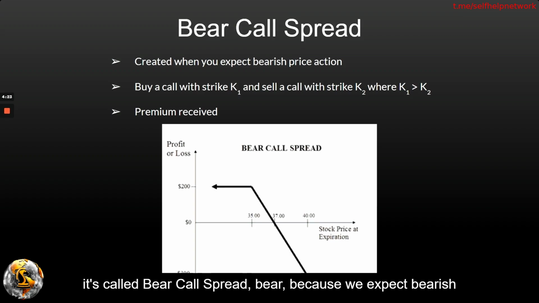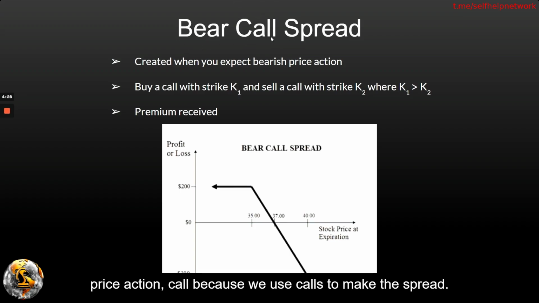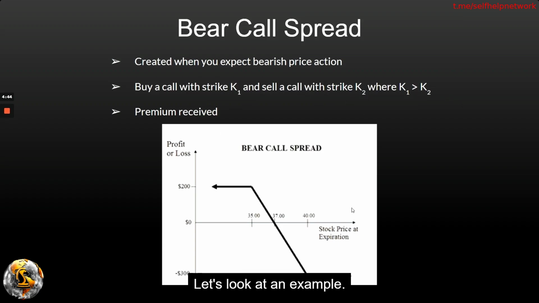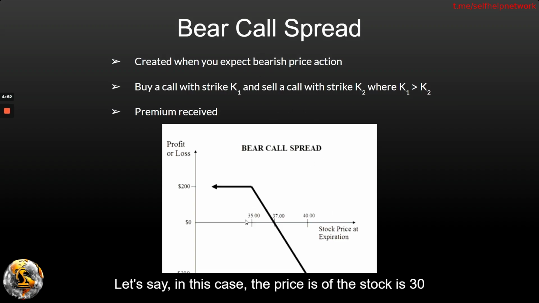Again, it's called a bear call spread. Bear because we expect bearish price action. Call because we use calls to make this spread. The way we create this spread is we buy a call with strike K1 and we sell a call with strike K2, where K1 is greater than K2. Let's look at an example. I think the K1, K2 will make more sense. Let's say in this case, the price of the stock is 30, and we're expecting it to go lower.